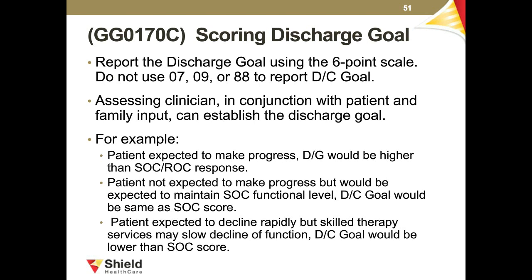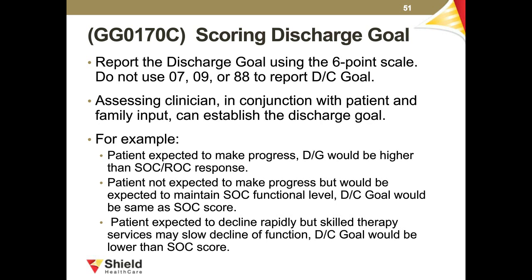So the other part of this issue, when we're scoring, is at start of care and resumption of care. We have the scores for how much assistance they need, and we have the other scores if they are not able to do the transfer, or they refuse to do it. And then in this case, we're scoring the discharge goal.